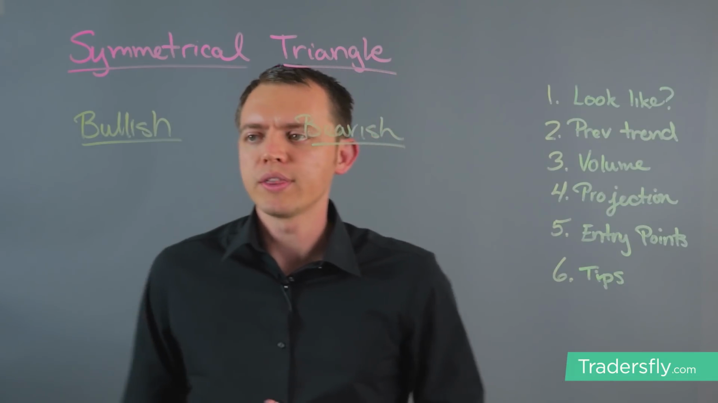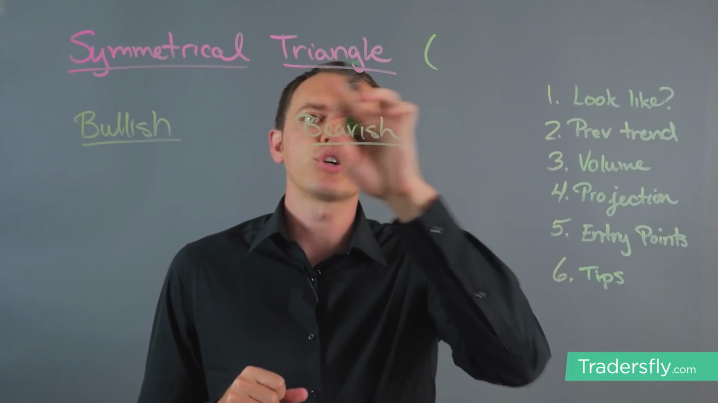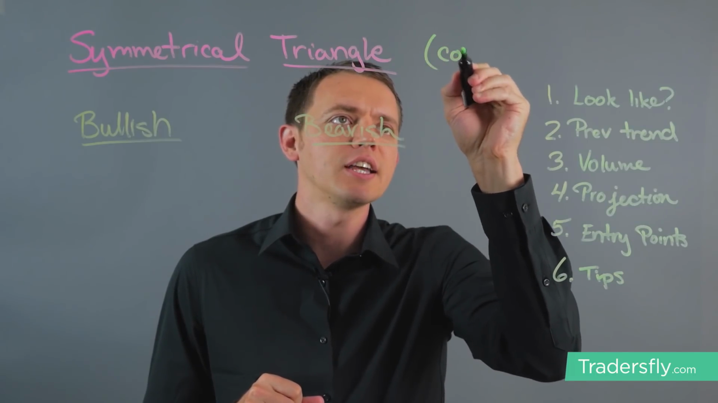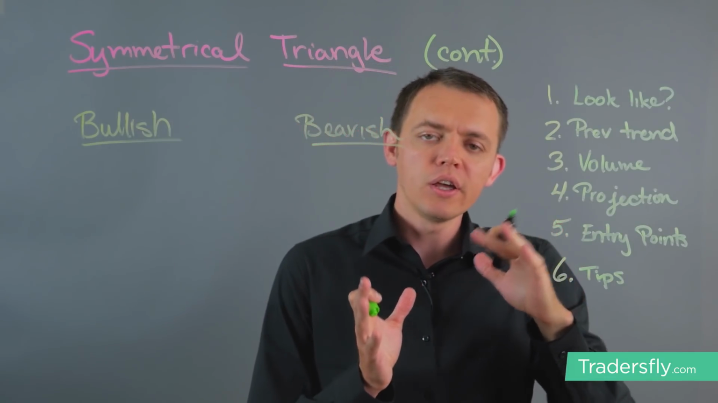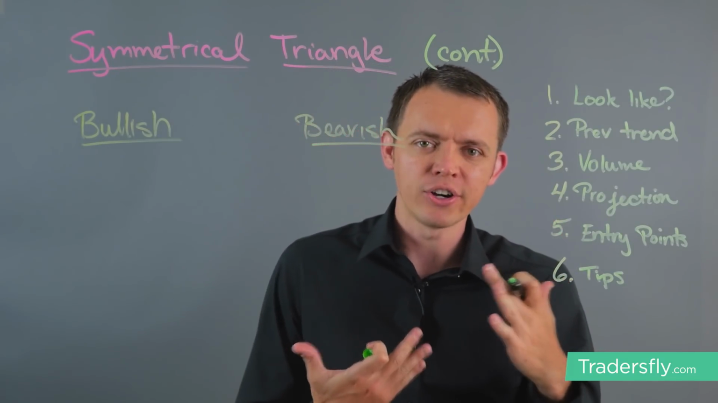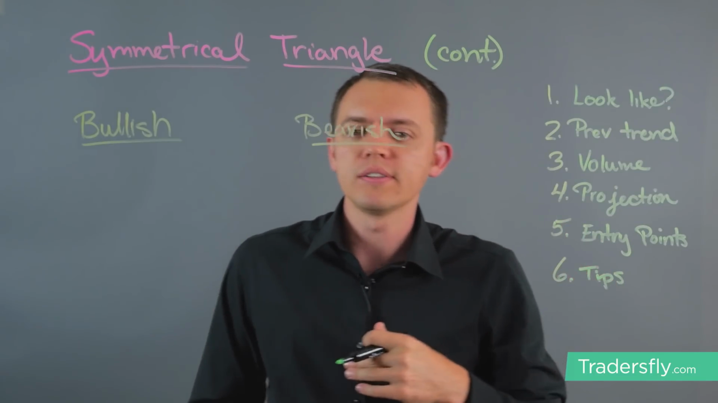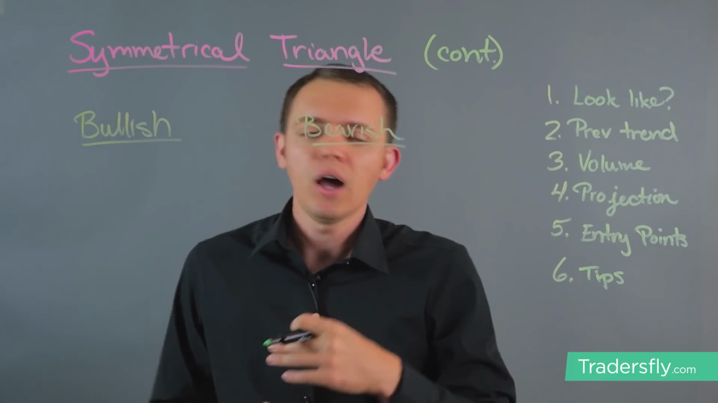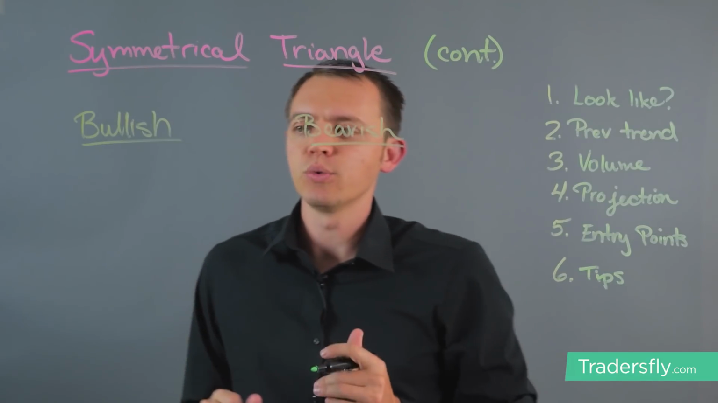I'm going to start out with the bullish scenario. I want you to keep in mind that the symmetrical triangle pattern is a continuation pattern, which means it continues into the future. It's just a pausing pattern that slows things down, allows things to digest, and then moves forward in the same direction that it came from. You also have reversal patterns that change direction, but this one is a continuation pattern.